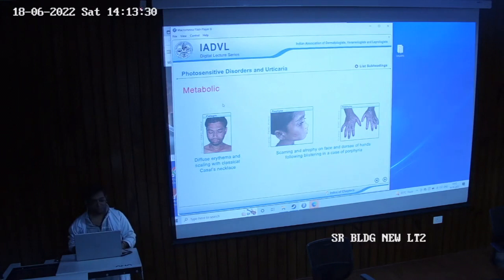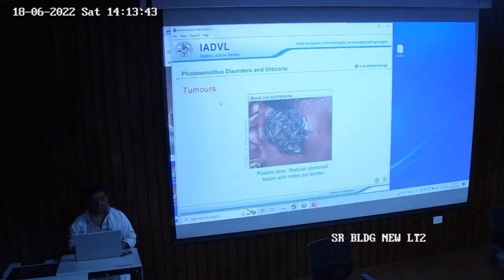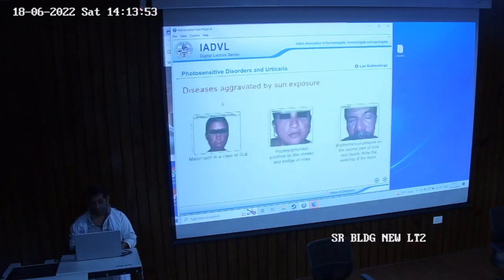So in pellagra you see diffuse erythema and scaling with classical Casal's necklace. Porphyria, seen by scarring and atrophy on face and dorsi of hands following blistering in a case of porphyria. Then we come to tumors. This is a basal cell epithelioma. Here you can see a rodent ulcer, a nodular ulcerated lesion with rolled out border.